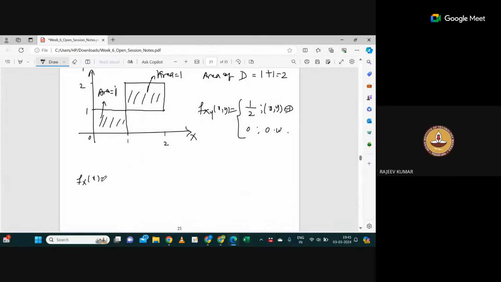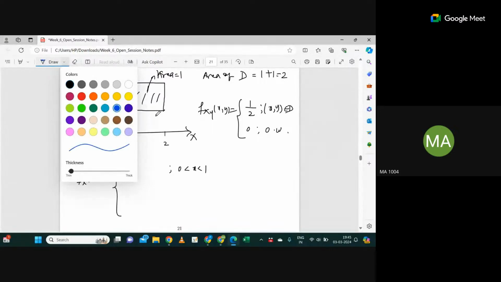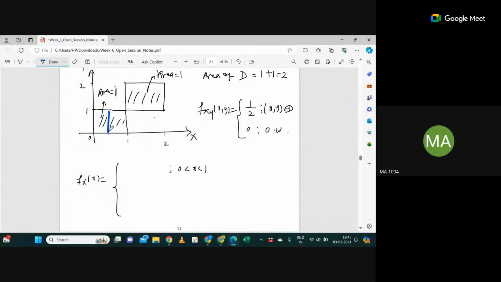What is the marginal of X? First of all, tell me what is the marginal of x. First of all, we have to see when x is 0 to 1. In the case of 0 to 1, I have to integrate the joint density from 0 to 1, yes or no? Yes, sir. It's half dy, so it will be half.